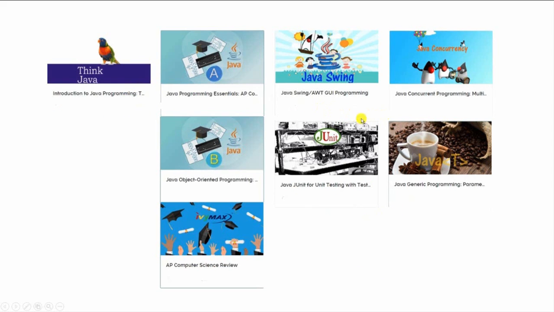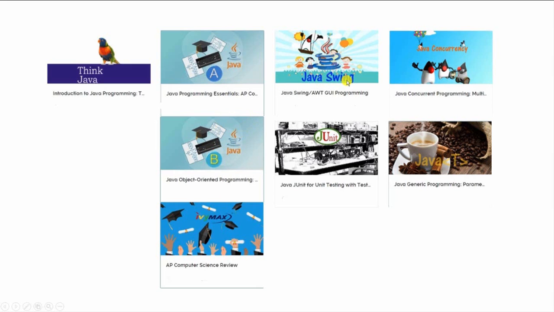And here are the courses that are currently available. We start with the Introduction to Java Programming. That's suitable for middle school students from grade 8 to grade 10 for the high school student. And then we have the AP Computer Science ABN Review course. These three courses are used for the AP Computer Science preparation and review. These courses are suitable for high school students ranging from grade 9 to grade 12.